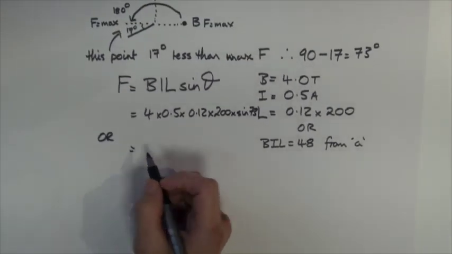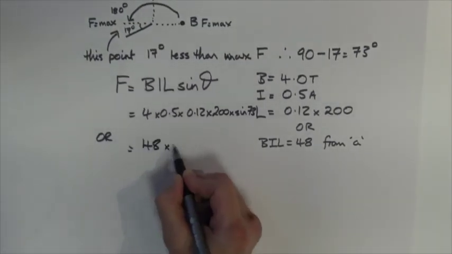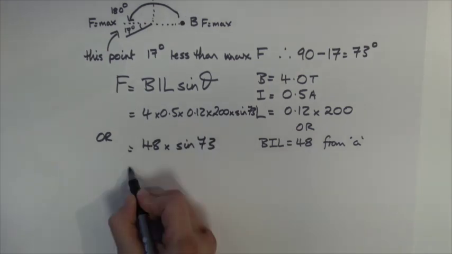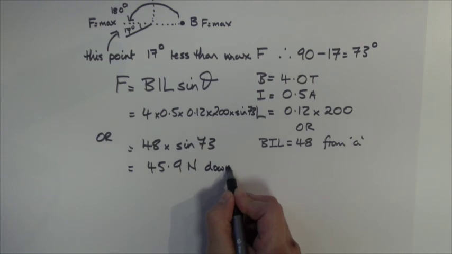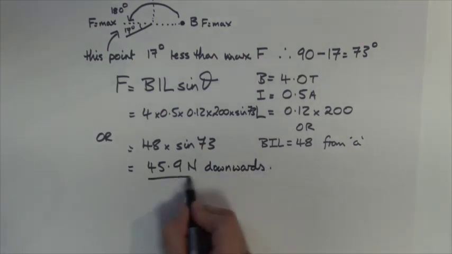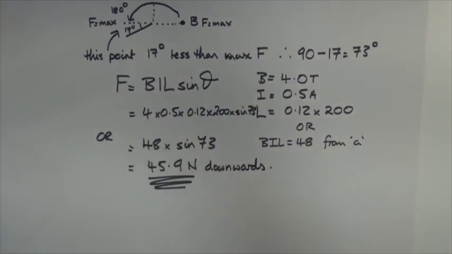Or I can put in BIL equals 48 times sine 73. And the answer comes out looking at 45.9 newtons, and it will be acting in a downwards direction. Notice it's less than the maximum force of 48.